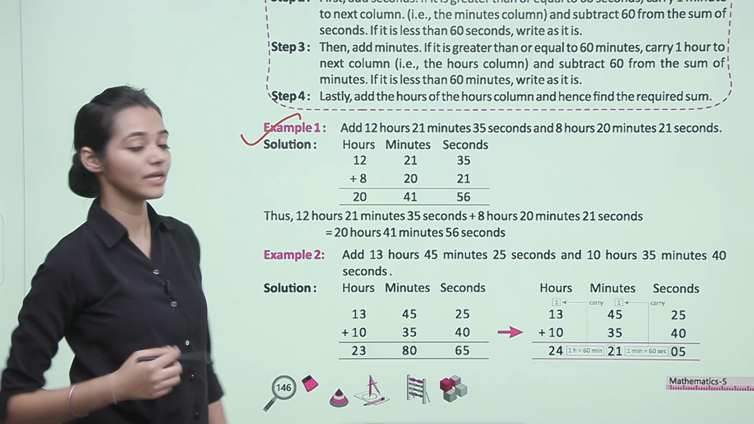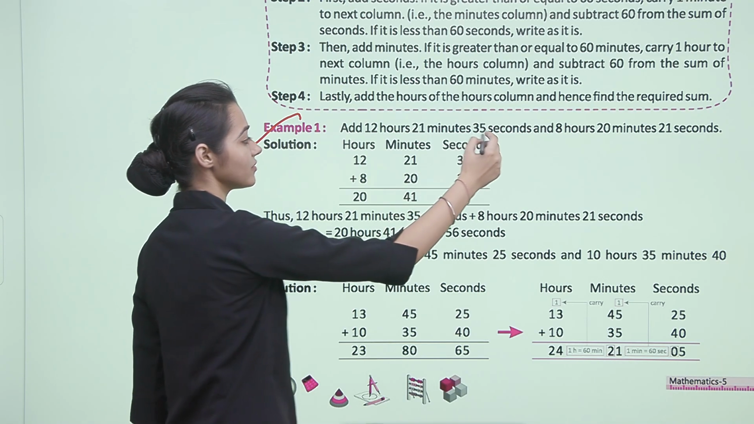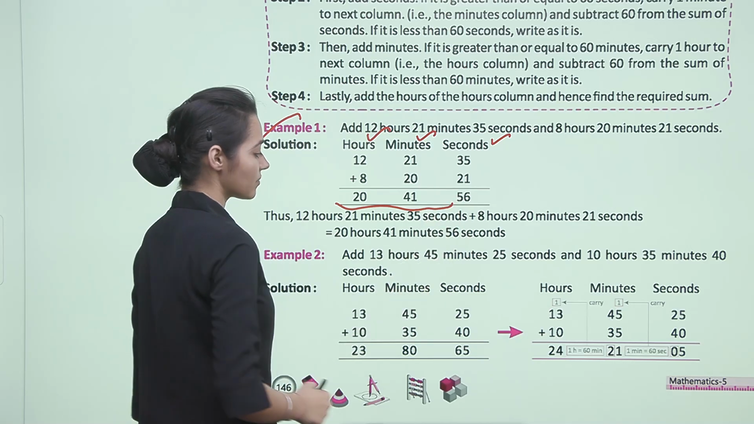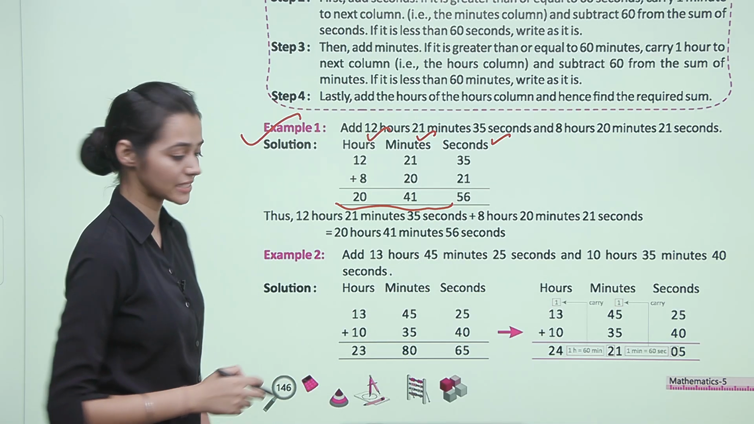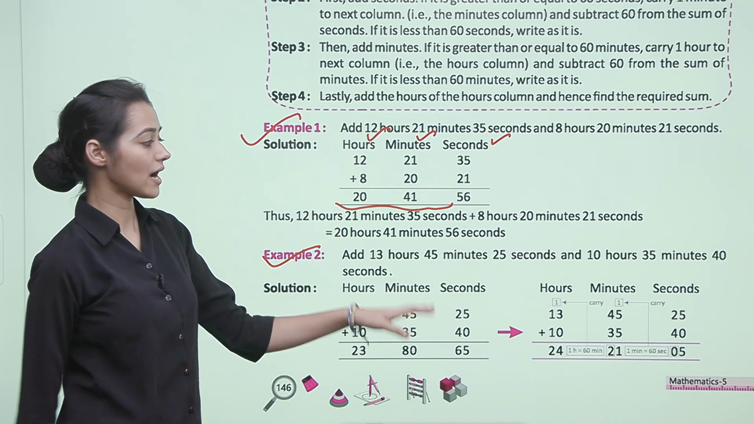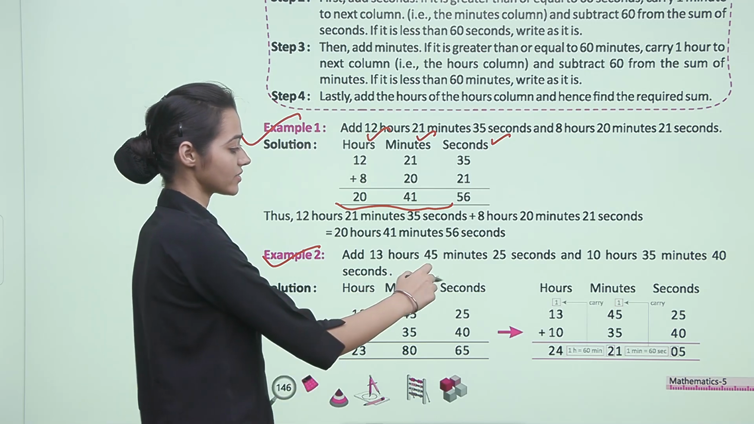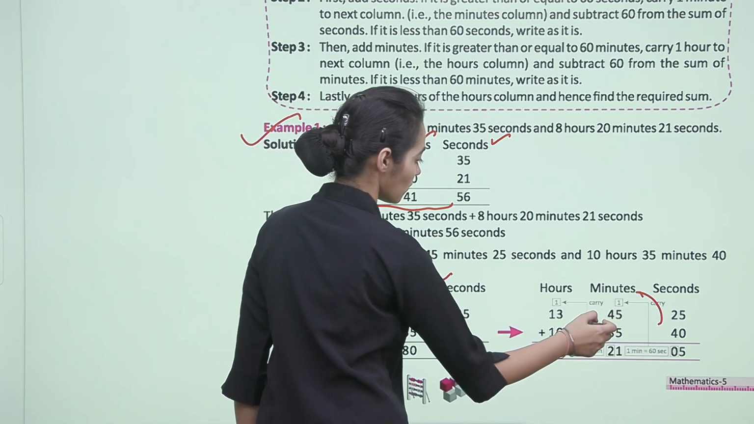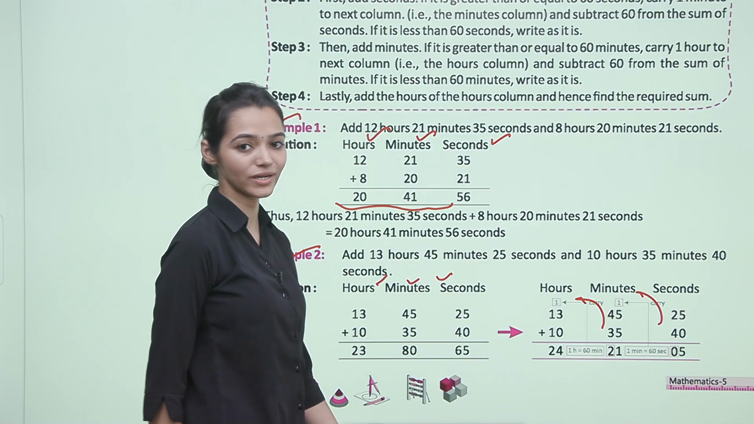Now in example number 1, we have to add all of them. Firstly we wrote the columns of hours, minutes and seconds, and after adding, the required sum is 20 hours 41 minutes 56 seconds. In example number 2, we have to add these terms. It is our seconds column, minutes column and hours column, and here we carry over 1 minute, and carry over 1 hour.